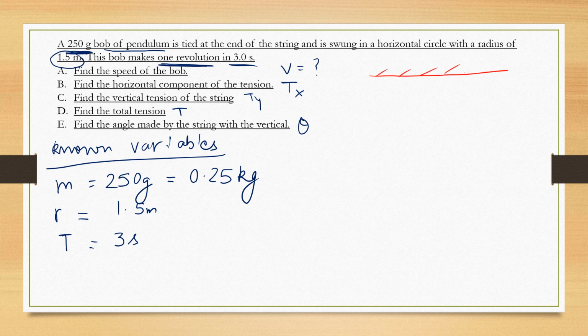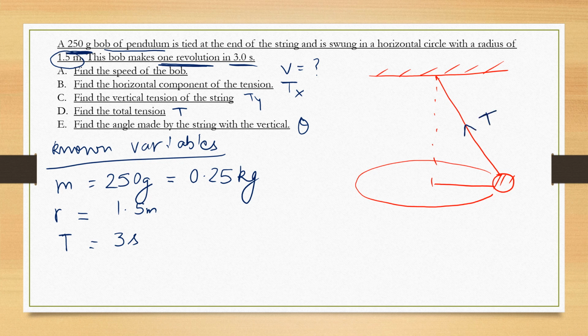Now let's say this is my fixed rigid support and this is my vertical. This is the bob which is revolving in the horizontal circle, right? Now, this is the tension on the bob, this is the weight acting vertically downwards, which is mg, and if this angle is theta, then this angle is also theta. So this is the vertical component of tension, which is T cos theta. And the horizontal component over here is T sin theta.